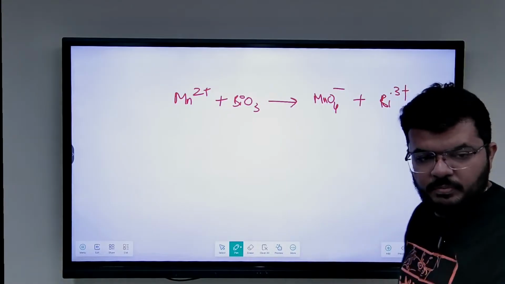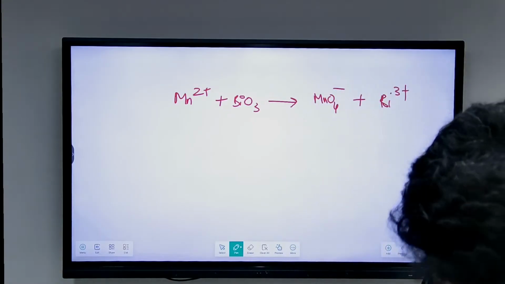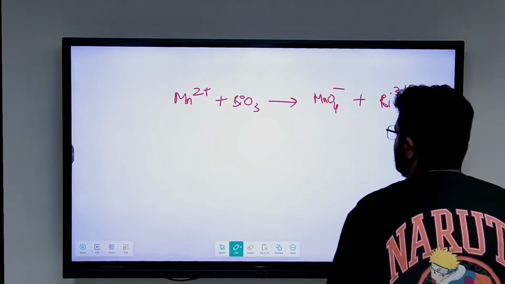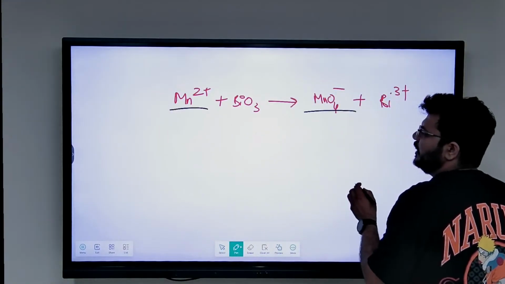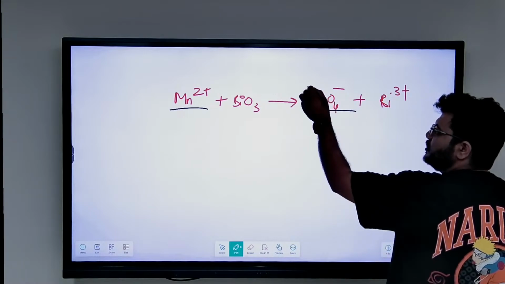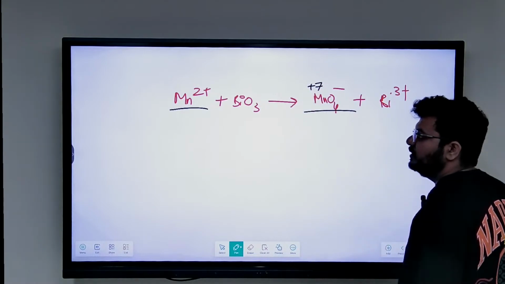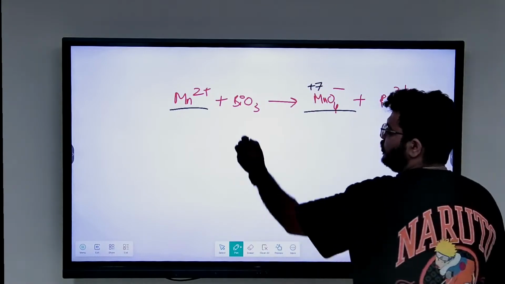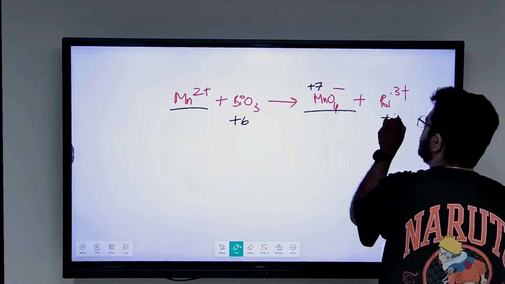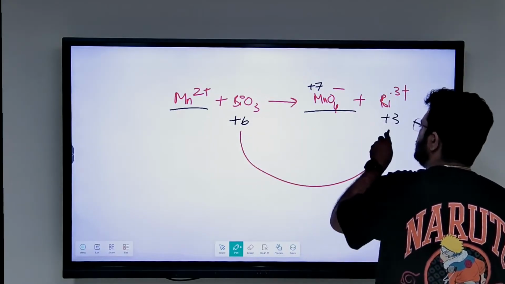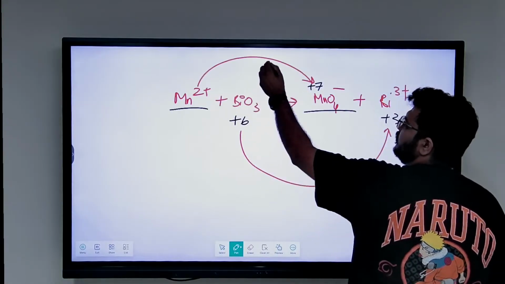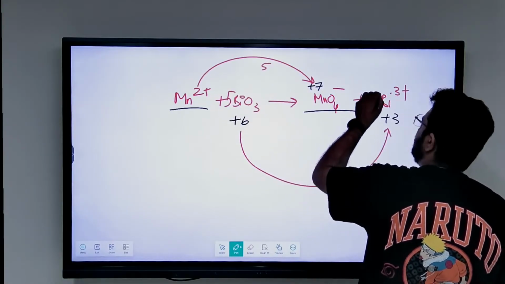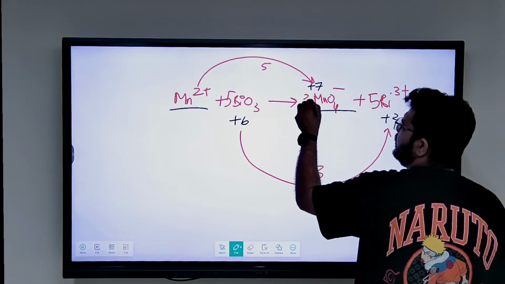If I wanted to balance this equation, है ना, what were my steps? I will look at what is the oxidation number change over here, है ना. What is the change? It goes from 2 plus to plus 7. Am I right? It goes from plus 6 to plus 3. So the change over here is 3. The change over here is 5. So you multiply 5 over here and you multiply.